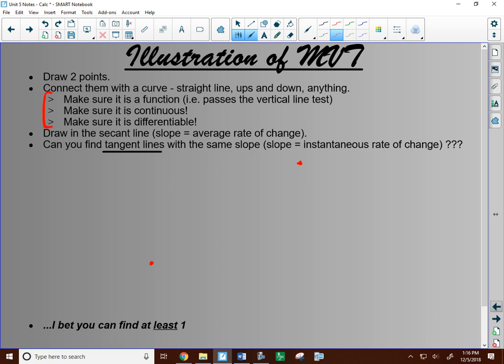Here are the conditions when you draw this curve. Make sure it's a function, so it can't go backwards. Okay, that wouldn't pass the vertical line test. Make sure it's continuous, so don't stop there and pick it up here. And finally, make sure it's differentiable, so it can't have a corner or a cusp or, again, a discontinuity. So just connect those 2 points with those conditions. You draw 2 points?